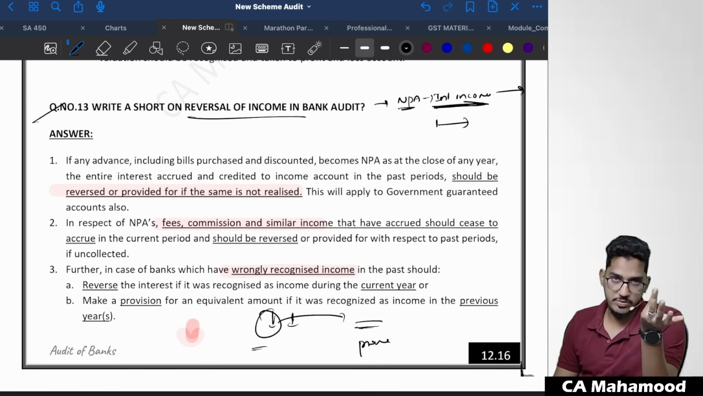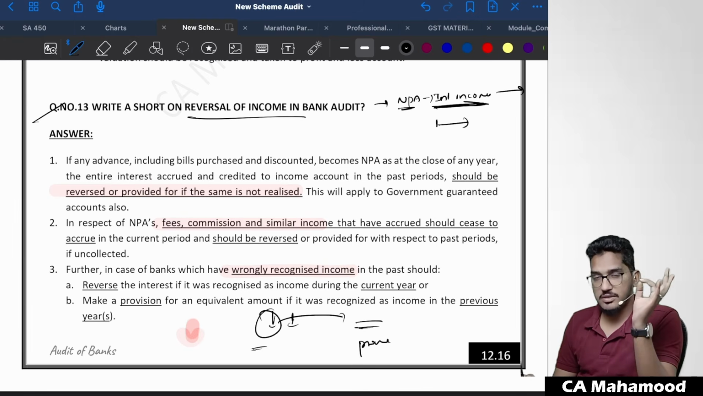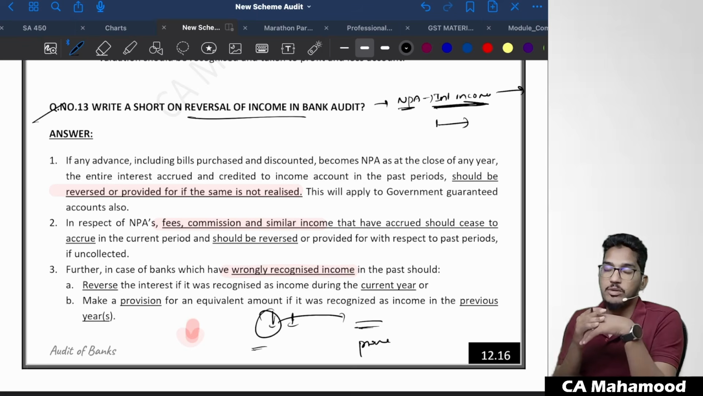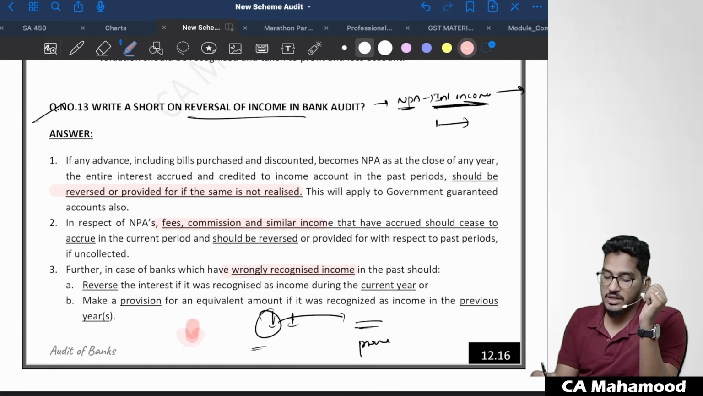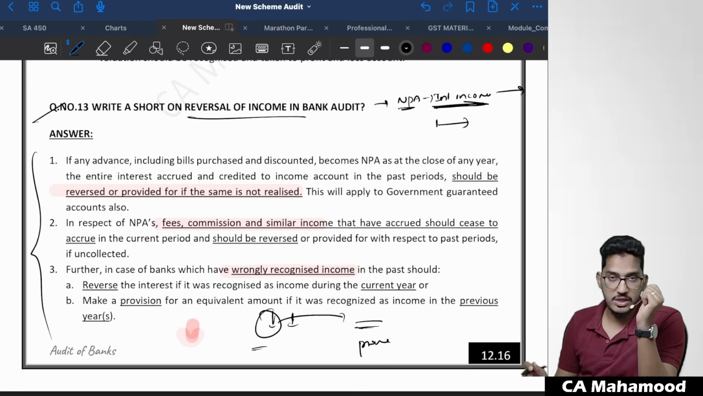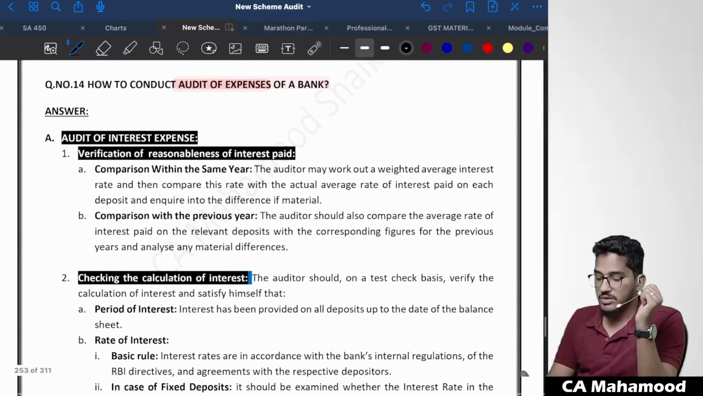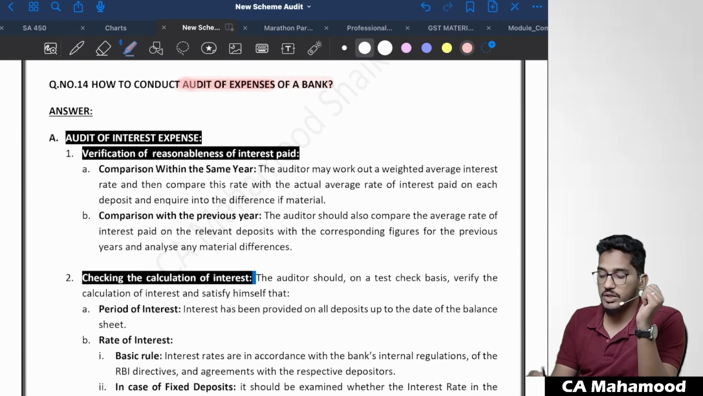You have to charge it as an expense. So in case you have recognized income in the same year wrongly and in the same year you have identified it, then we can reverse it. But if you recognize it in future years, we can't go back to the prior years and reverse it. We have to create a provision for the same. So this is regarding reversal of income. Able to understand, everybody? So similarly, they talk about how to audit expenses.